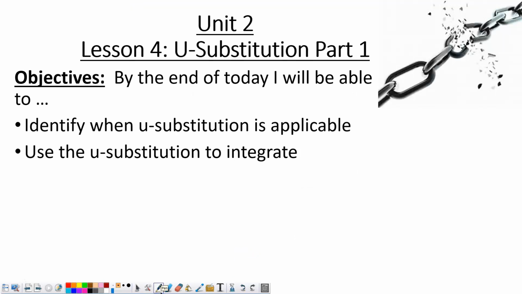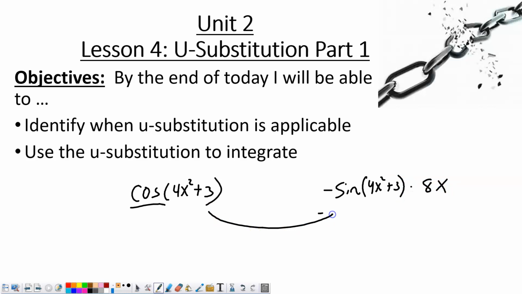Well, because U-substitution is the opposite of the chain rule, right? So, for instance, if I have cosine of 4x squared plus, I don't remember what the number was, say plus 3, and I want to find the derivative of that, we do the derivative of the outside, multiplied by the derivative of the inside. That's the chain rule. But if you want to work backwards and break the chain, that's U-substitution.